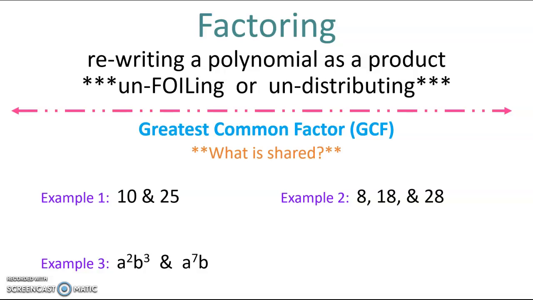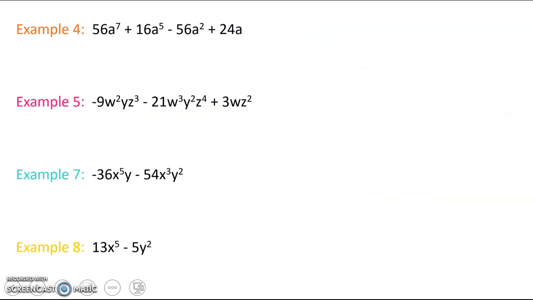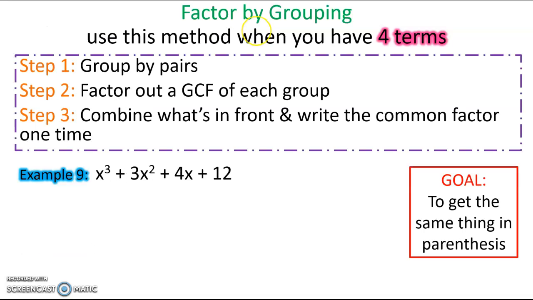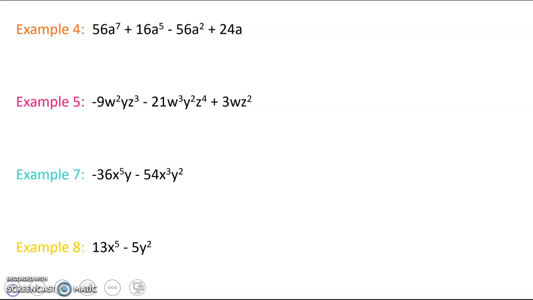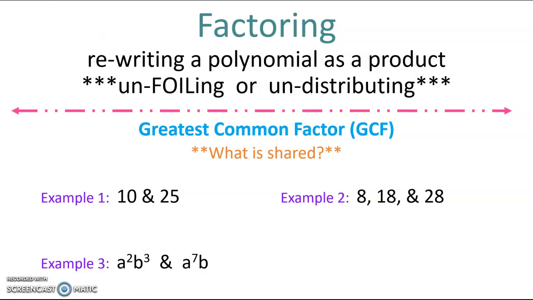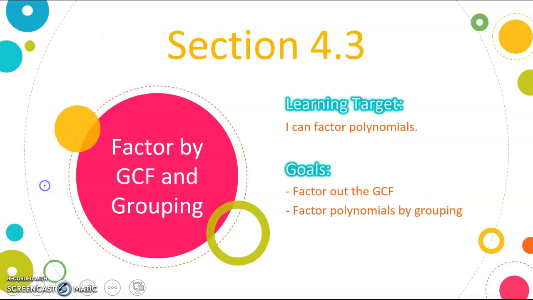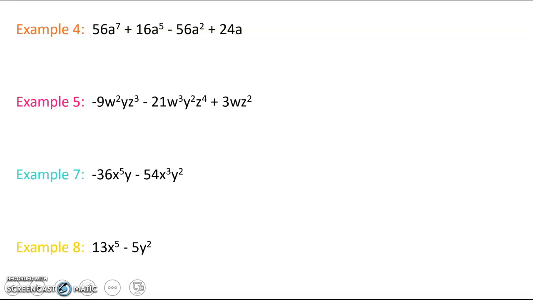I'm not going to go over the greatest common factor, like what is shared, again. I'm just going to go over it on the next slide here. Anytime we're dealing with a GCF of a polynomial, we essentially want to first look at our coefficients. So basically 56, 16, negative 56, and 24. Look at your coefficients first.